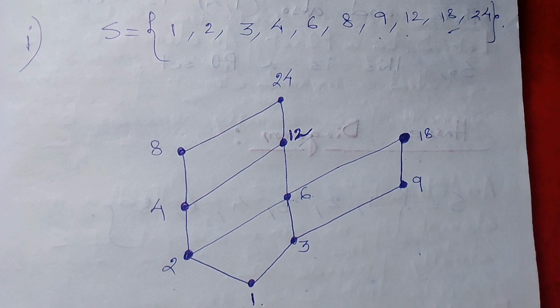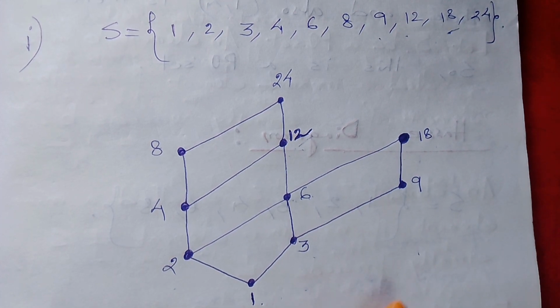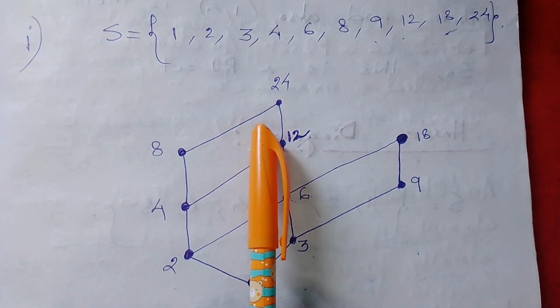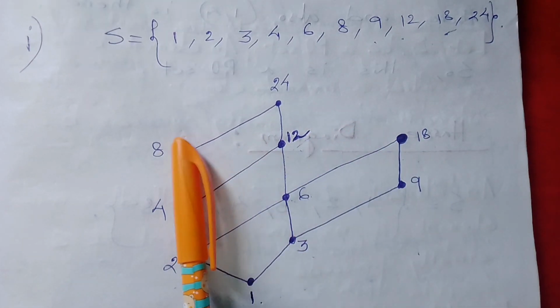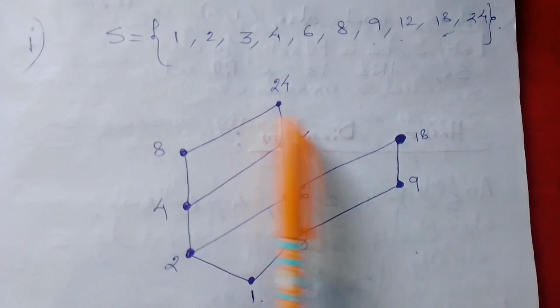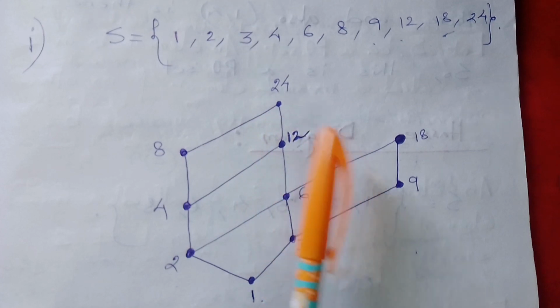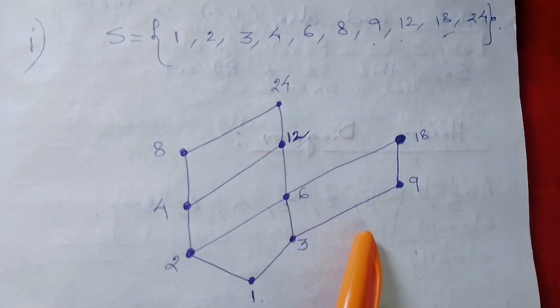Now consider this example for maximal element. Here 18 and 24 have no child, or no other element succeeds these two elements, 18 and 24. So these are the maximal elements of this POSET.